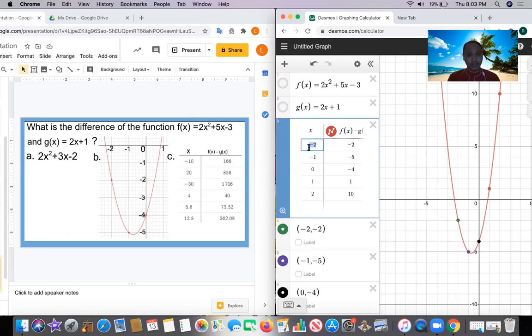We do not have negative 10 here. So we'll just change negative 10. Oh, it's right here. What else? We have 20. Oh, it is right here. We have negative 30. The same. And so on and so forth. Maybe 5.6 is different. See, so for sure, B and C is the answer.